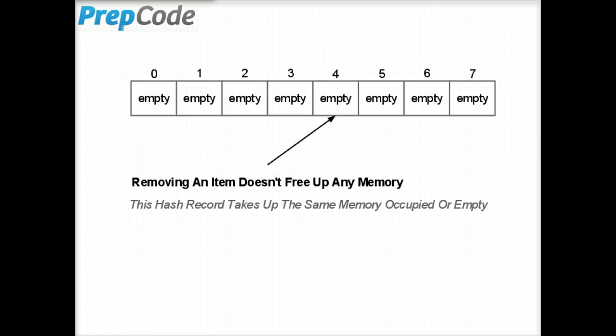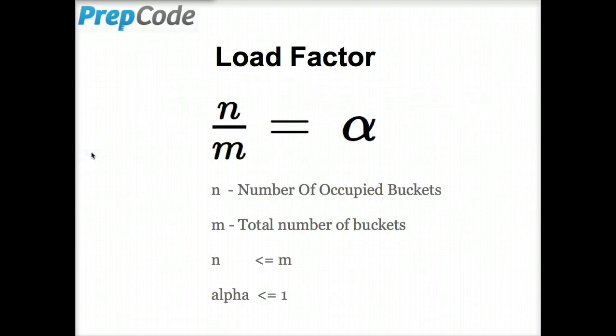We can describe how full a hash table is by calculating its load factor. The load factor is defined as alpha, and alpha is equal to n over m, where n is the number of occupied buckets and m is the total number of buckets. In an open addressing hash table, n is less than or equal to m and alpha is less than or equal to 1. This means that we can't store more records than there are buckets.